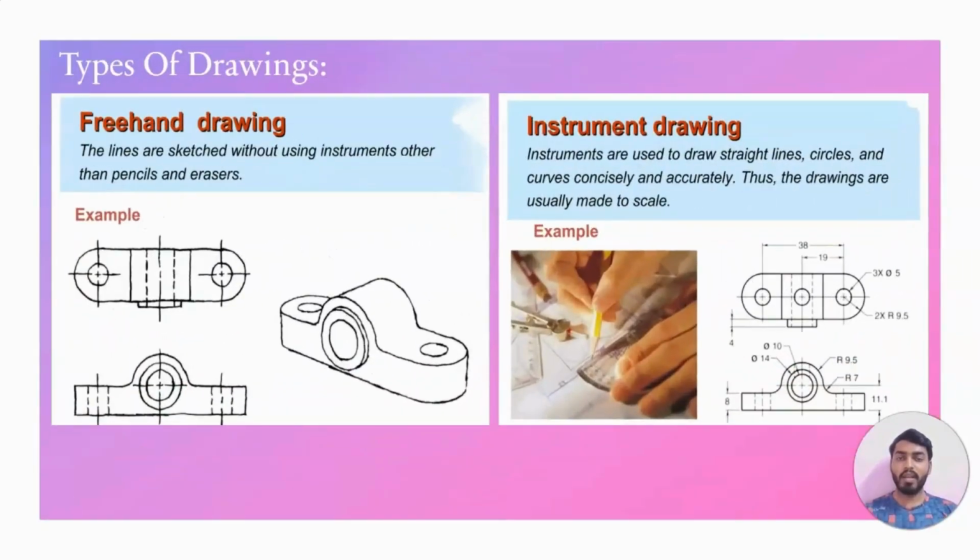Now let's start with different types of drawings. Usually drawings are of different types. As you can see, first we have freehand drawing. What is meant by freehand drawing is that the lines are sketched without using any instruments other than pencils and erasers. It means instead of using a scale or any instrument, we just roughly create the sketch by using our own hand. So we call this freehand drawing.